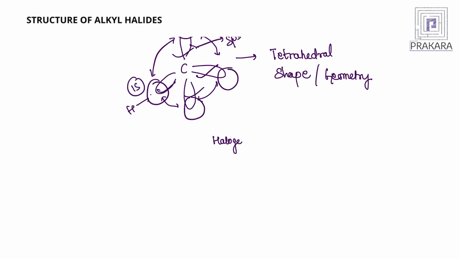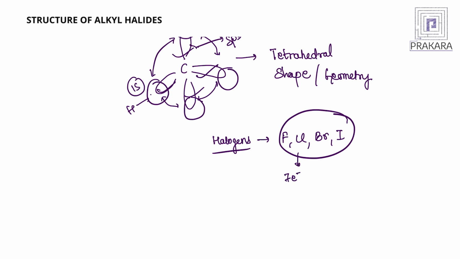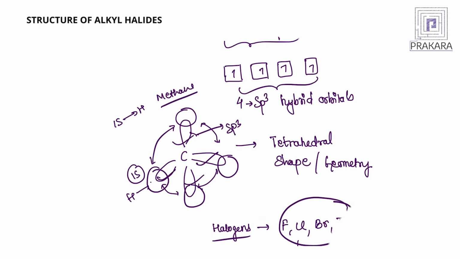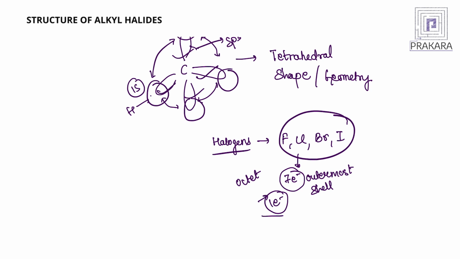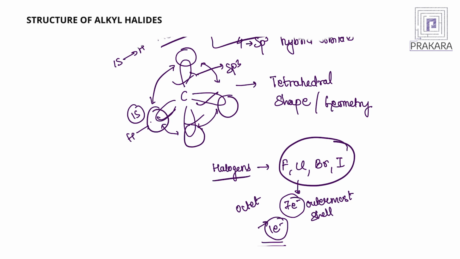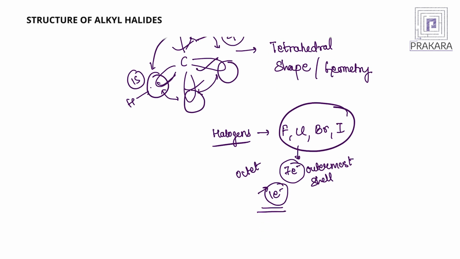If we look at the halogens, that is fluorine, chlorine, bromine and iodine, they have 7 electrons in their outermost shell. What is the number of electrons that they require to complete their octet? They require 1 electron. And we have 1 electron in the sp3 hybridized orbital of the carbon. So what will happen is that the orbital of the halogen atom will overlap with the sp3 hybridized orbital of carbon.